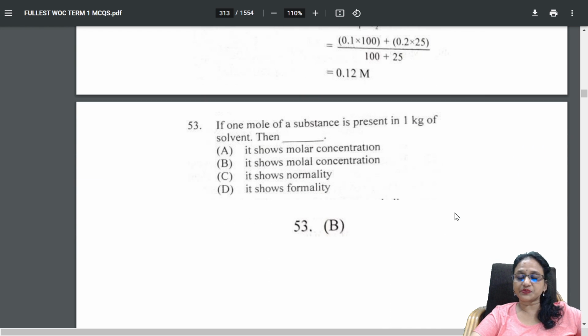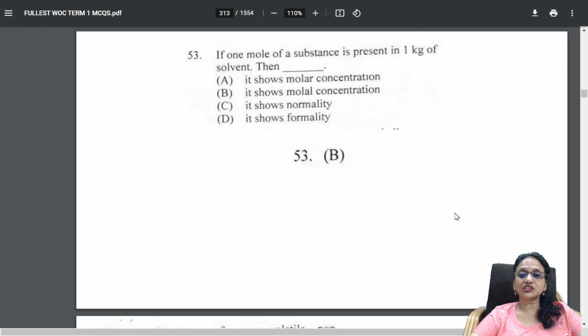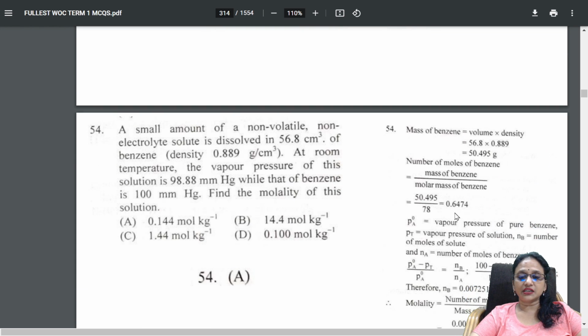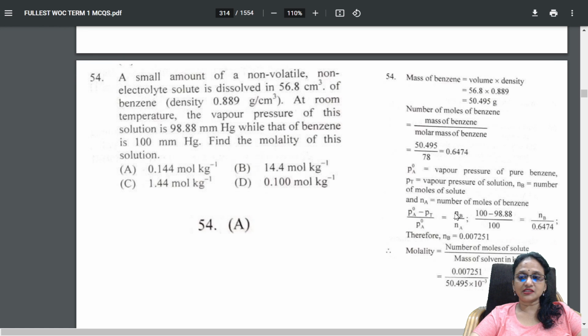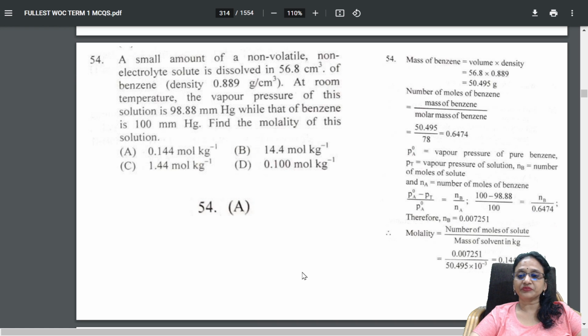Then if 1 mole of a substance is present in 1 kg of a solvent, it's nothing but molal. So that is molarity, this is molality. Okay. So the definition also will be asked in the form of an MCQ. Then numericals based on that are asked. Question is given. Solution also is given here.